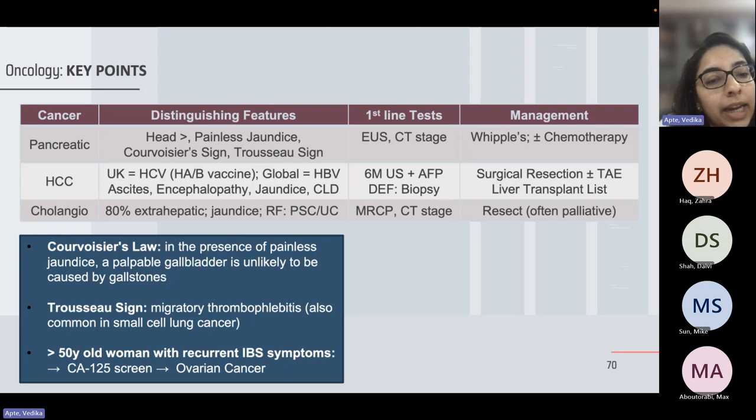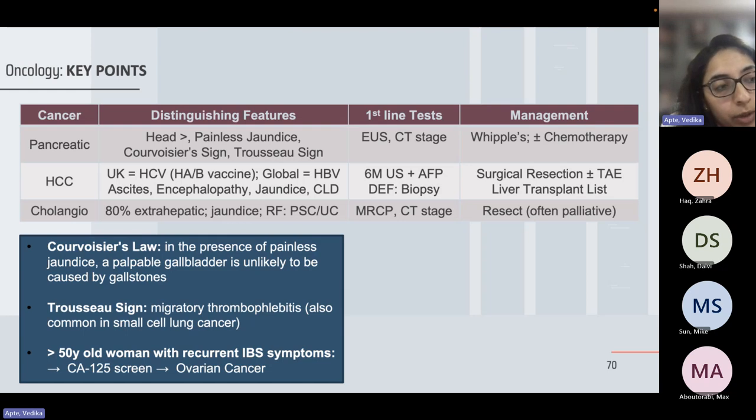Cholangiocarcinoma, 80% of the cases are extrahepatic. Again, the patient will present with jaundice. Risk factors include PSC and ulcerative colitis. First line investigations are MRCP and then the CT to stage the cancer. Again, management is surgical resection, but quite often the care has to be more palliative. So you can have a stent put in via an ERCP just to manage the patient's symptoms.